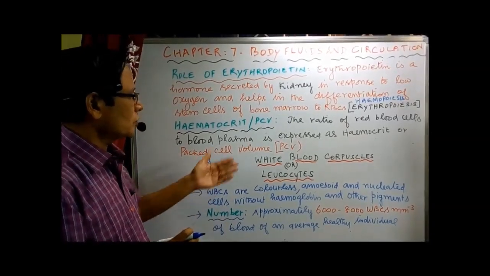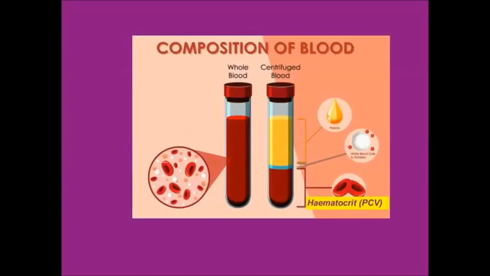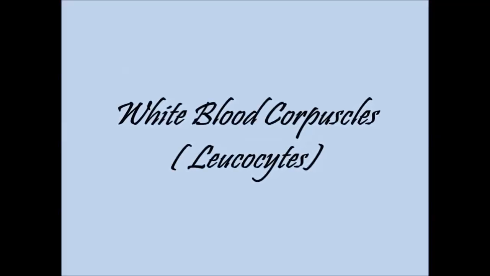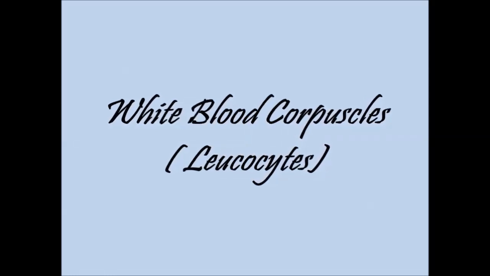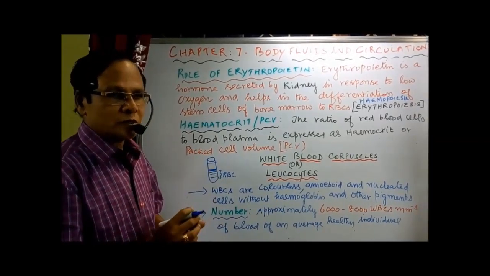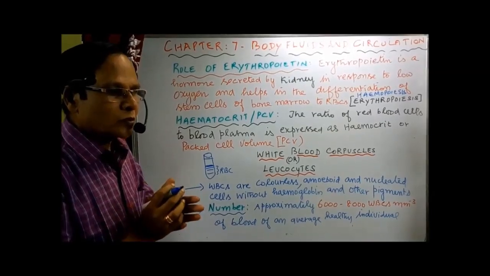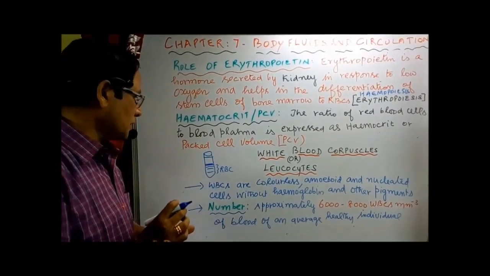Now we have to go for white blood corpuscles or leukocytes. As a rule, you know that these WBCs are colorless, amoeboid and nucleated, and without hemoglobin and pigments. Hence they are colorless in nature.